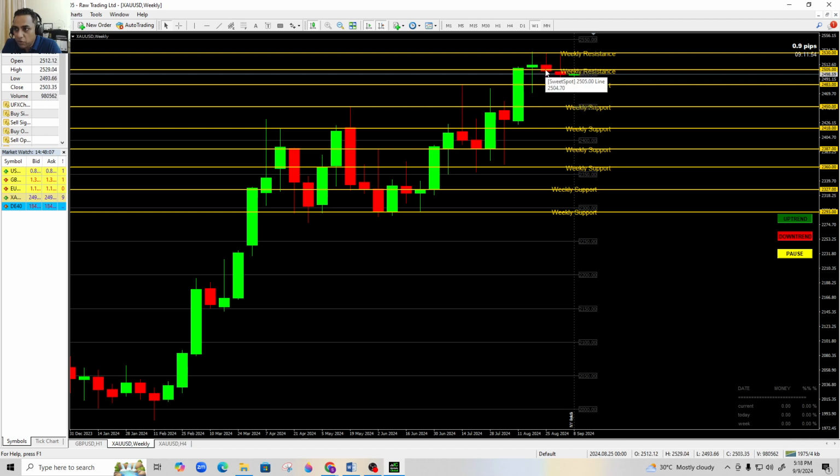The next candle closed below 2505 weekly resistance, and last week's candle closed again below 2505, also breaking below the previous weekly low. So there is a very high chance the price could go up, grab liquidity, and then towards the end of the week, continue down.